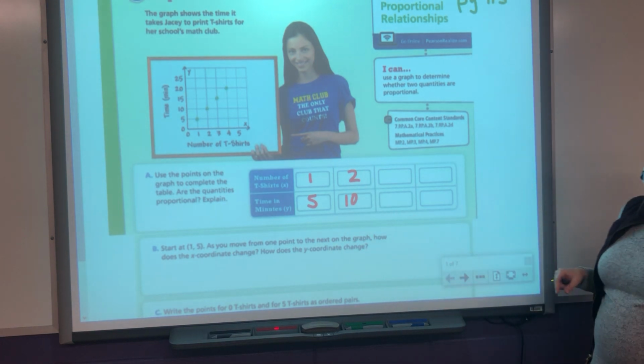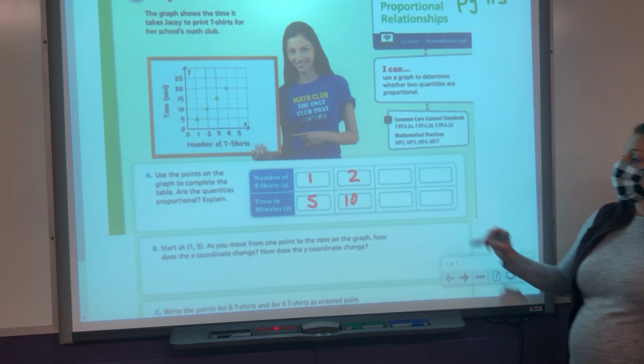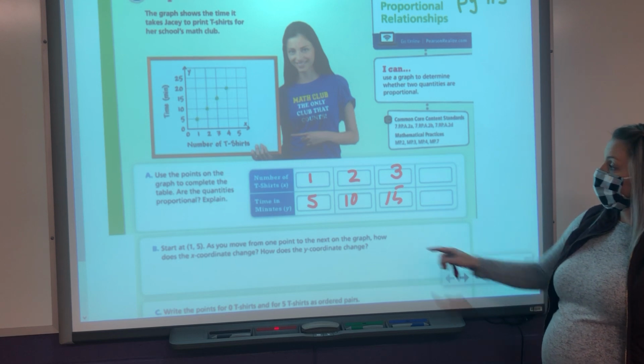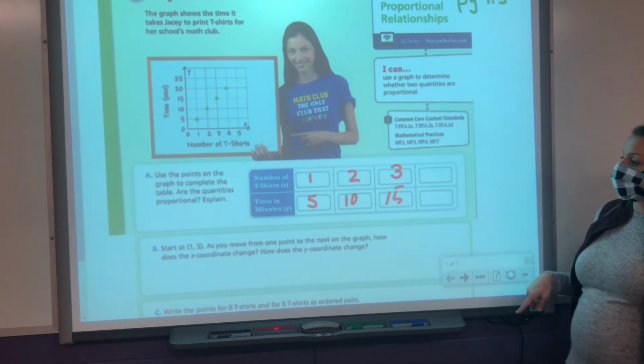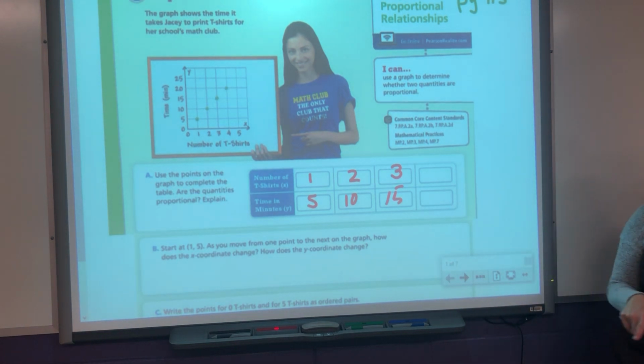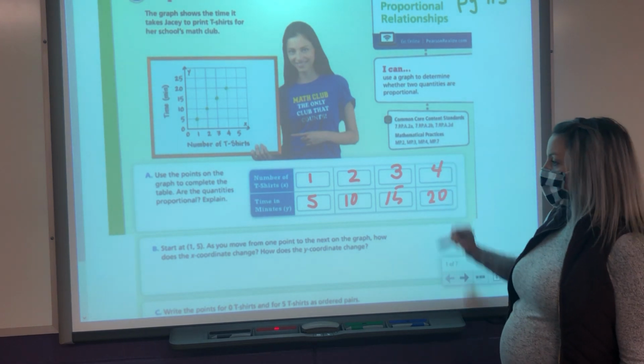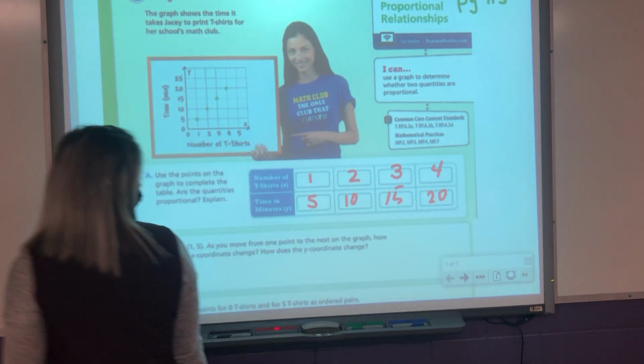What's our next ordered pair? 3 t-shirts in 15 minutes. Go ahead, what'd you say, Brady? 3 t-shirts in 15 minutes. And what's our last ordered pair? 4 t-shirts in 20 minutes. 4 t-shirts, 20 minutes. Okay?